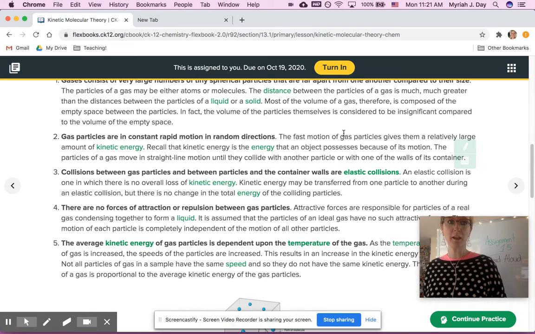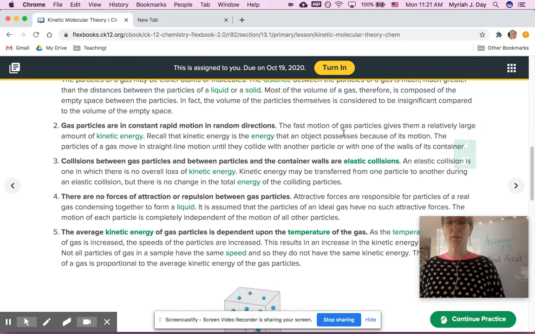Number 3: Collisions between gas particles and between particles and the container walls are elastic collisions. An elastic collision is one in which there is no overall loss of kinetic energy. Kinetic energy may be transferred from one particle to another during an elastic collision, but there is no change to the total energy of the colliding particles.